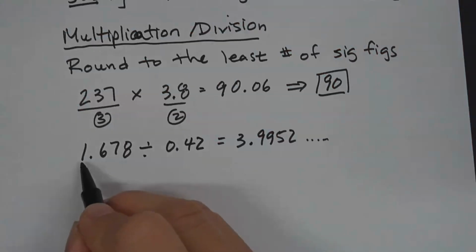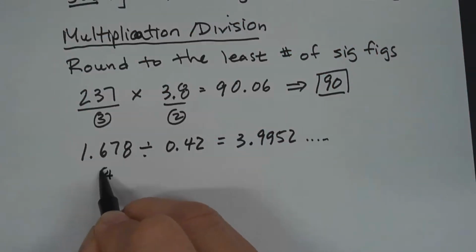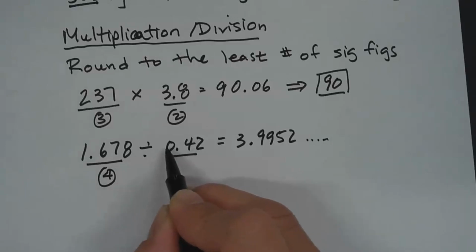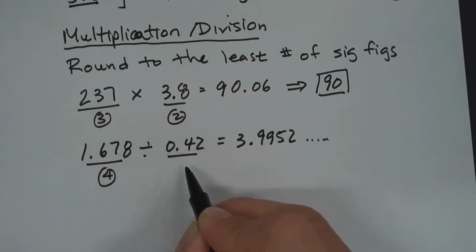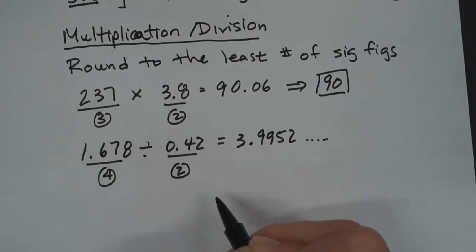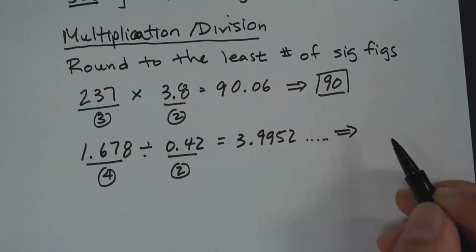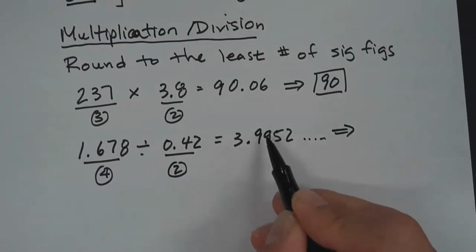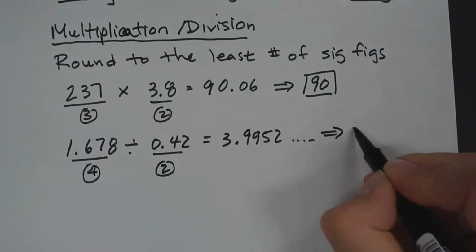The first number has 4 sig figs, and this number has 1, 2. This 0 is just a placeholder here, so just 2. So this one has 2 sig figs. So our answer is going to have 2 sig figs. So 3.9, but this is a 9, so we're going to round up. So this is going to be 4.0.